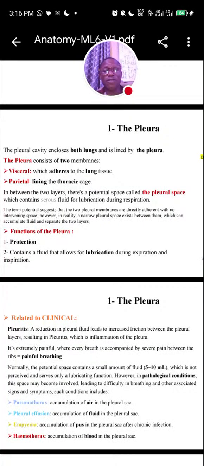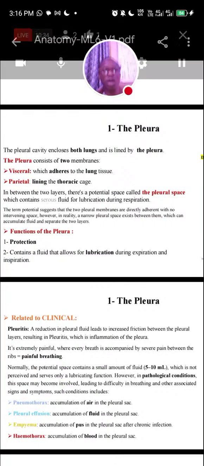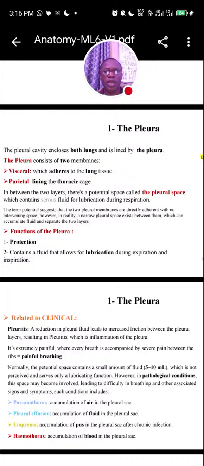Next thing we are looking at is the function of the pleura. We've finished the introduction. The first function is protection. The next function is lubrication. The functions are protection, lubrication, and container of serous fluid. So it protects and it lubricates during respiration.